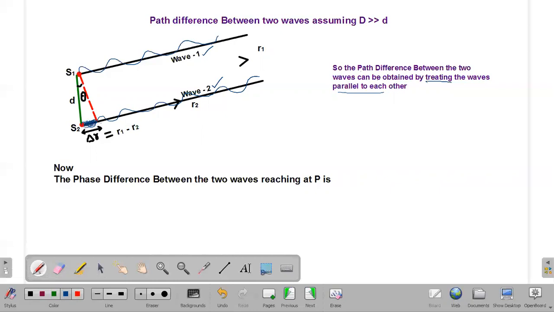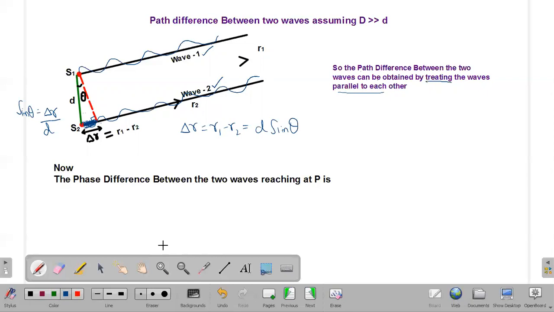Drop a perpendicular line from S1 to wave 2, and this little distance will be denoted by delta R. This is from a very simple trigonometric ratio: sine of theta in this small triangle will be this perpendicular length, which is denoted by delta R, the path difference, divided by this hypotenuse, which is small d. So the path difference is objectively obtained. You can find that path difference, which is R1 minus R2, is d into sine theta. So this is the objective way to find the path difference by considering wave 1 and wave 2 traveling from S1 and S2 towards point P.